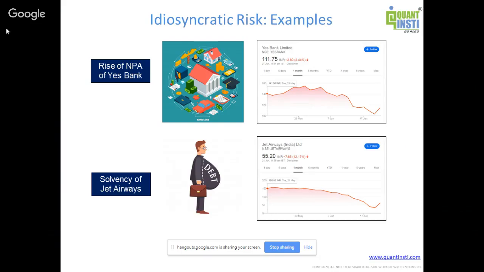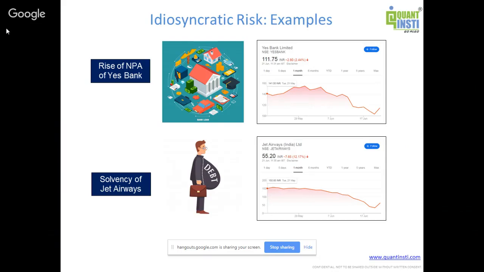And the second example is Jet Airways. Jet Airways had huge debt, and it was not making huge profit. So their cost of capital was much higher than the amount of money they could make by flying airplanes. Eventually they could not pay their debtors back, and it went bankrupt. Similarly, this will only affect Jet Airways. It will not affect Indigo. In fact, Indigo has gained market share during this period, and it's rising. So it's specific to a stock.